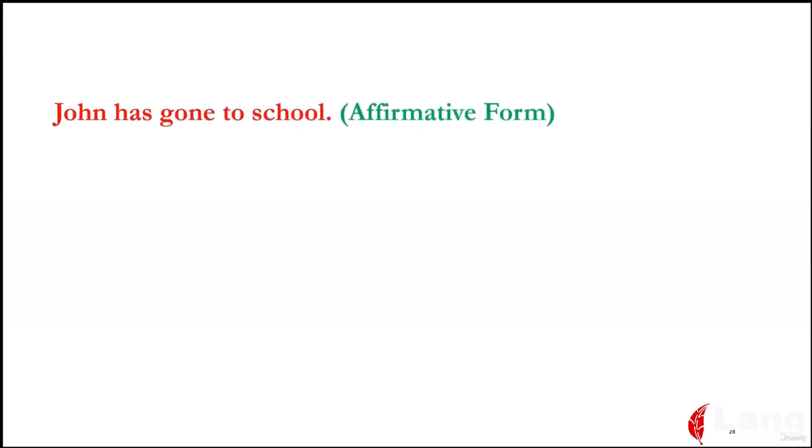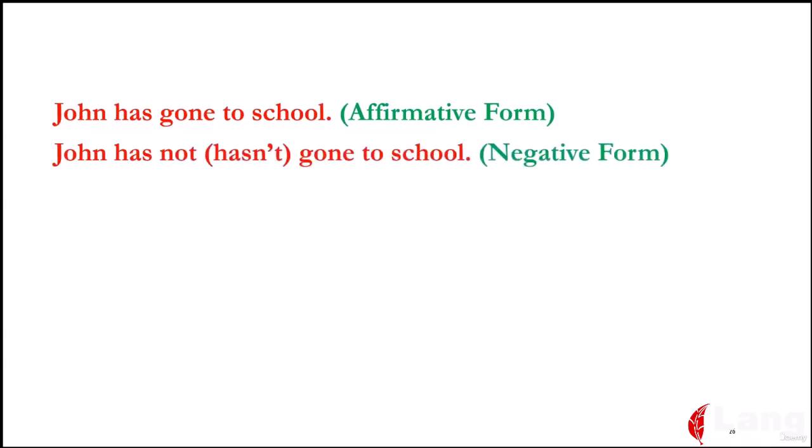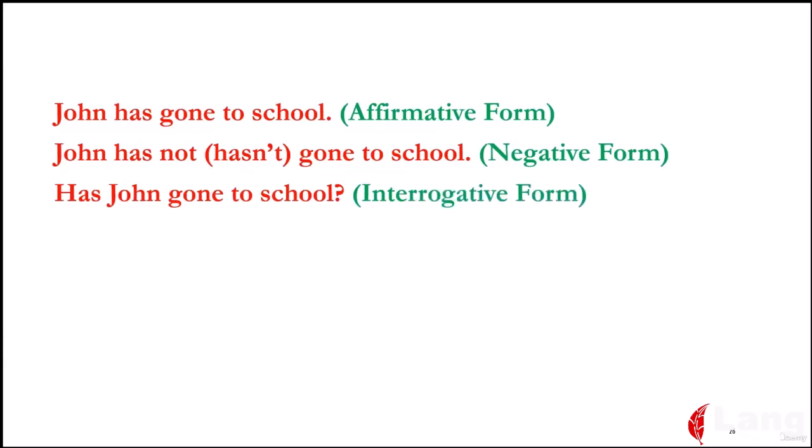Examples: John has gone to school. This is the affirmative form. The negative form is John has not gone to school. We can use hasn't instead of has not. The interrogative form is has John gone to school?